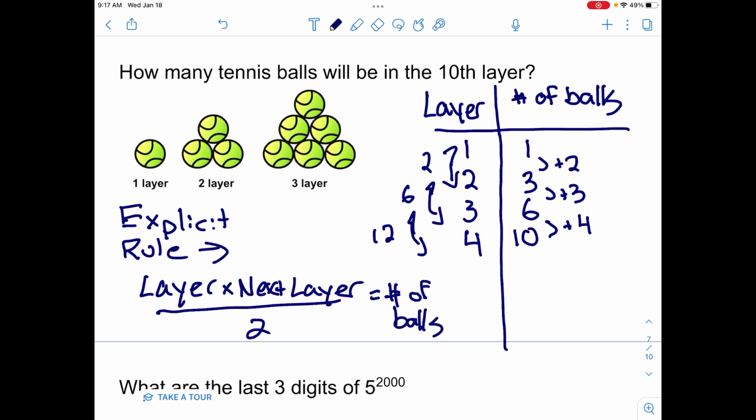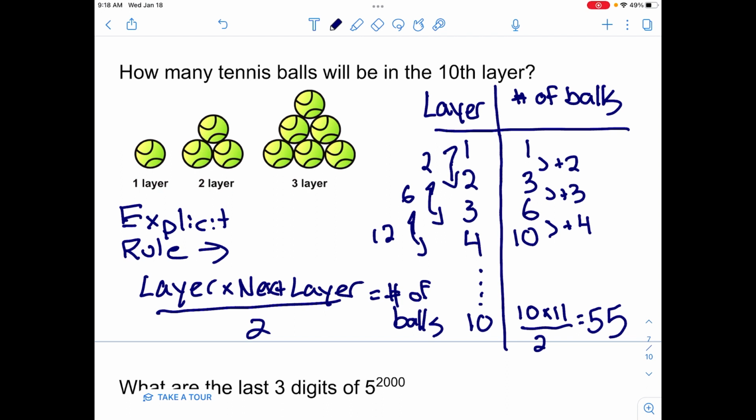This makes it way easier to find our 10th layer, because to get it, we take our layer, which is 10, times it by our next layer, which is 11, and divide it by 2. So that's 110 divided by 2, which gives us 55. Same as we got with our recursive pattern rule. It makes it a lot quicker to get the final answer, but it can be a little tricky and takes a lot of practice to find those explicit rules.